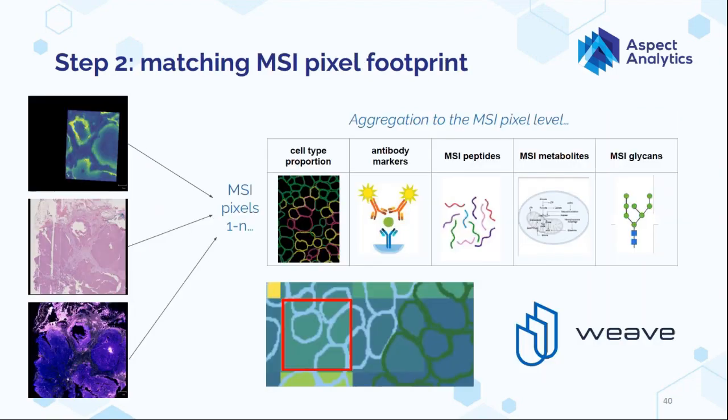The next step, again, is the same idea. We have to define what is our unit of observation, which in this case, we define to be the mass spec imaging pixels, which, as you can see in the figure in the bottom, they're slightly larger than individual cells. So every pixel covers multiple cells. And what we have in the integrated data structure here is per pixel, the cell type proportion, the original antibody markers as well, but now peptide, metabolite, and glycan information, as well as transcriptomics, which I won't go into detail here because that analysis is not yet fully finalized.